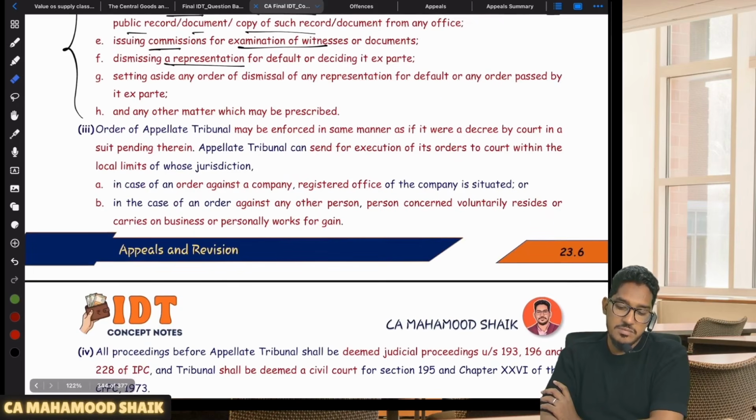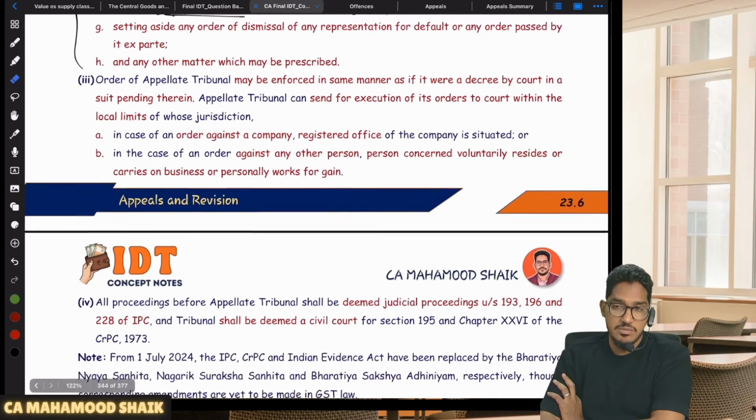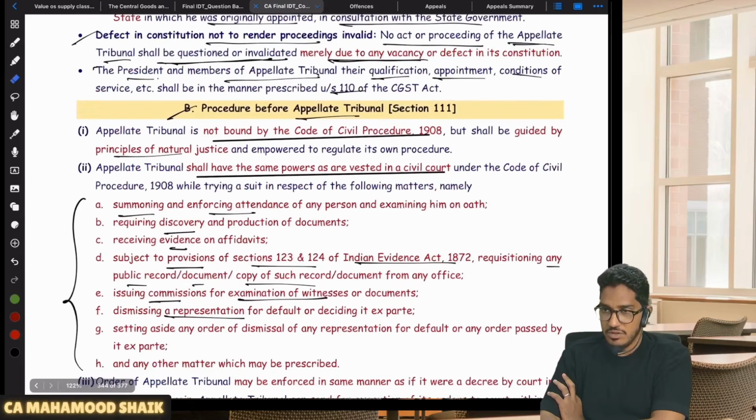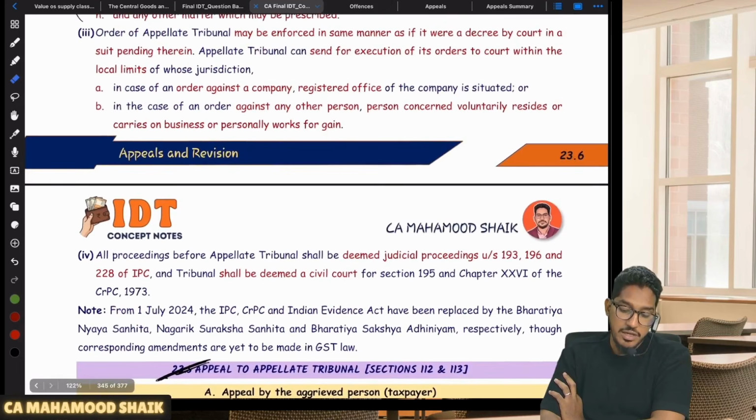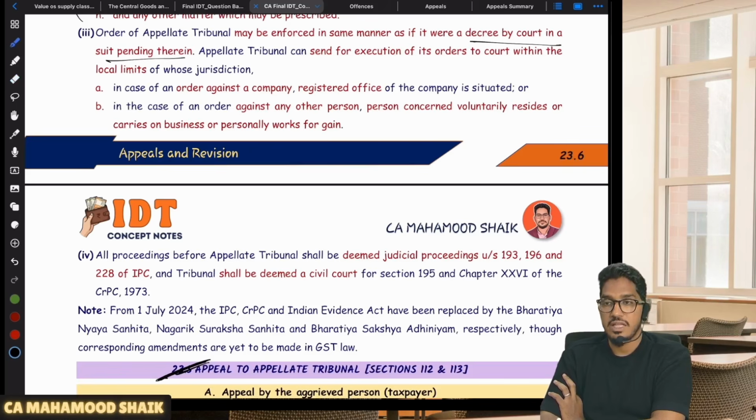Setting aside any order of dismissal of representation for default or any order passed ex parte. That means whatever orders they have passed, they can set aside also, or any other matter which may be prescribed. Basically, whatever rights civil courts have, the same rights will be there for the appellate tribunal also. The order of the appellate tribunal will be enforced in the same manner as if it was a decree by a court in a suit pending therein. Like the way a court order will be implemented, similarly the tribunal order also will be implemented.